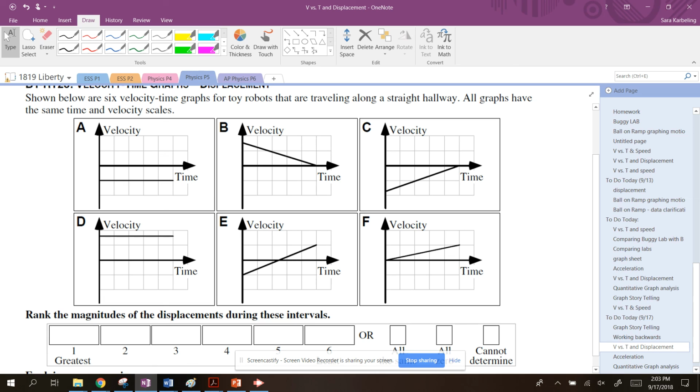All right, ladies and gentlemen, the bell's going to ring in just a moment. The green sheet that I just gave to you is homework, okay? Make sure that you pay attention to the labels on the graphs. One of them is a velocity versus time graph. One is a position versus time graph. Read it carefully. We'll talk about it tomorrow. Have a great Monday.